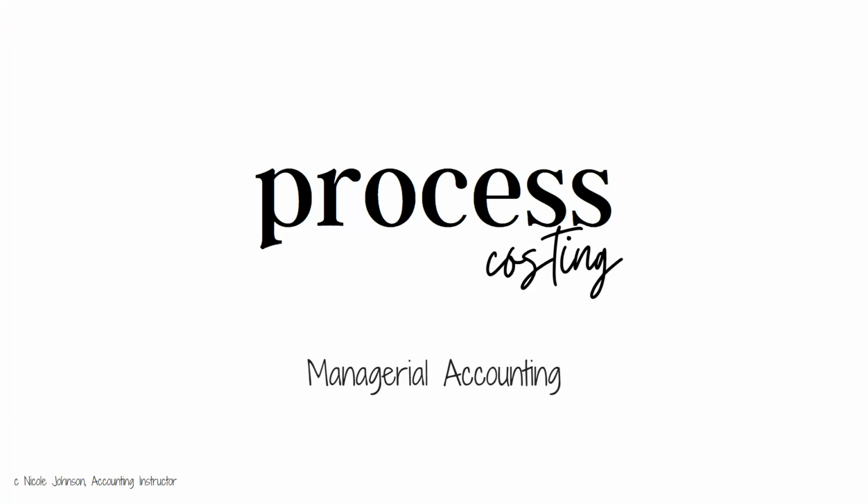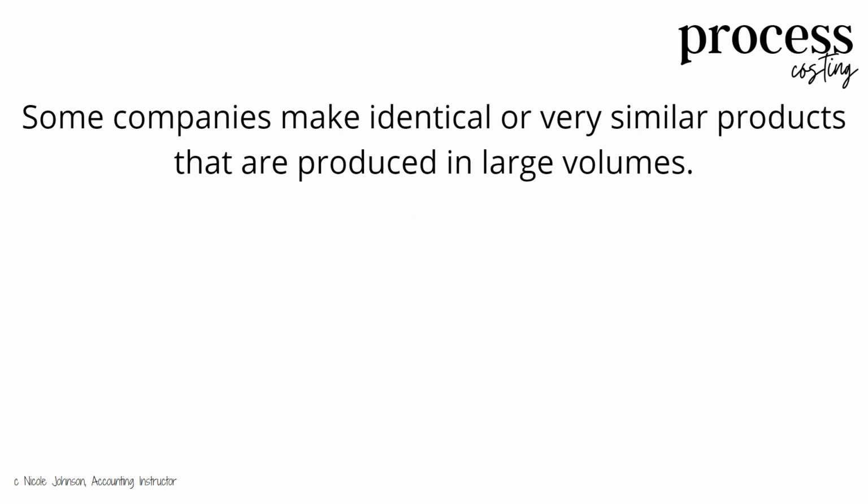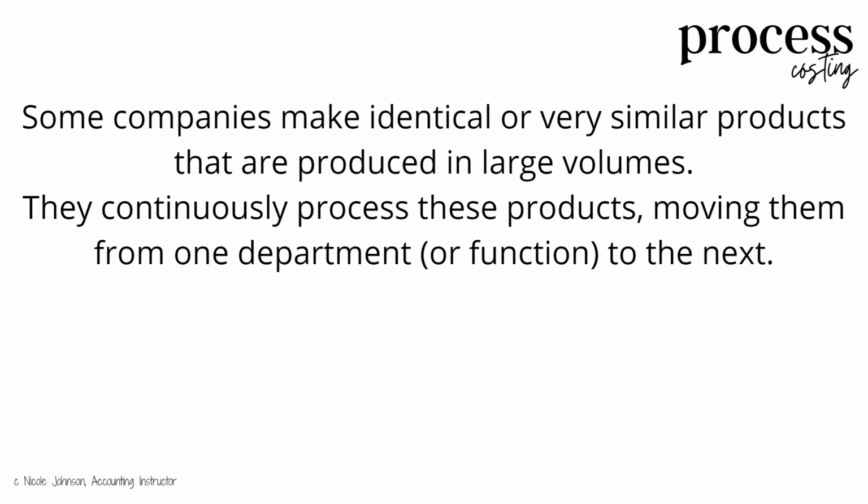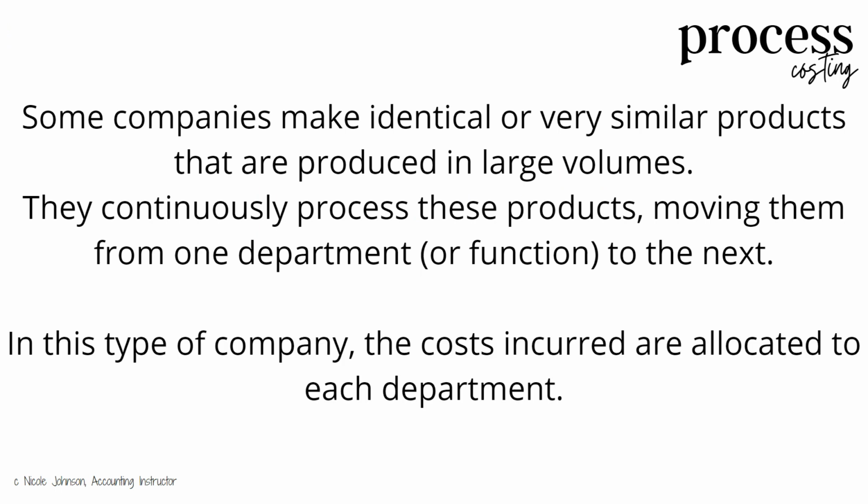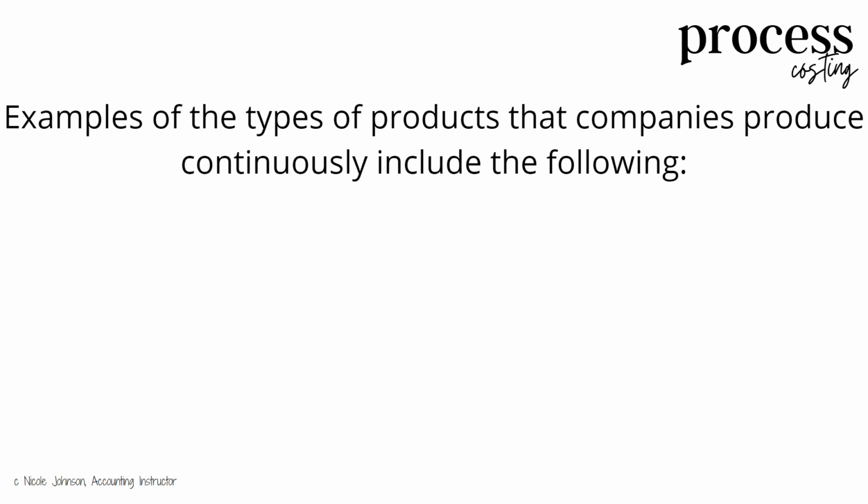Let's take a look at process costing in managerial accounting. Some companies make identical or very similar products that are produced in large volumes. They continuously process these products, moving them from one department or function to the next. In this type of company, the costs incurred are allocated to each department.